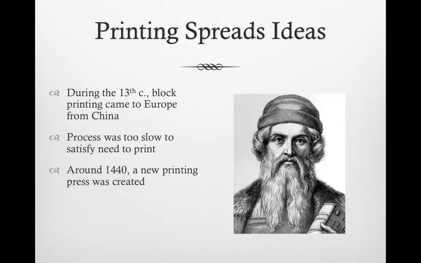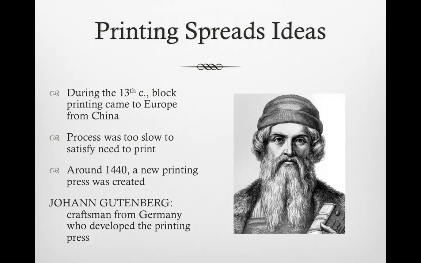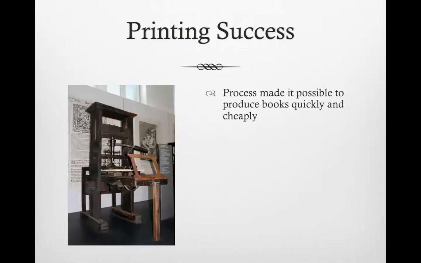materials. And so around 1440, this man here, a man named Johann Gutenberg, who was a craftsman from Germany, he created a brand new printing press. It helped to change the landscape of Europe. The process made it possible to produce books both quickly and cheaply.